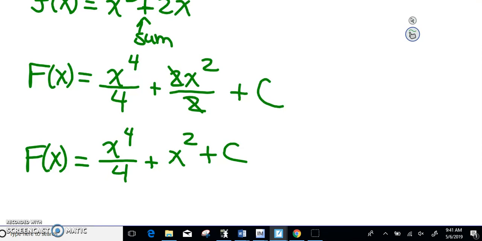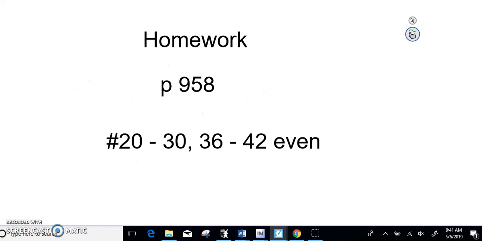And again, if you need help, just let me know. We can do more practice with it, which I'm assuming we will, and it's okay. All right, so then here's your homework. Page 958, questions 20 through 30, and then 36 through 42, and that's all even. So 20 through 30 is all even, and then 36 through 42, do just the even problems also.